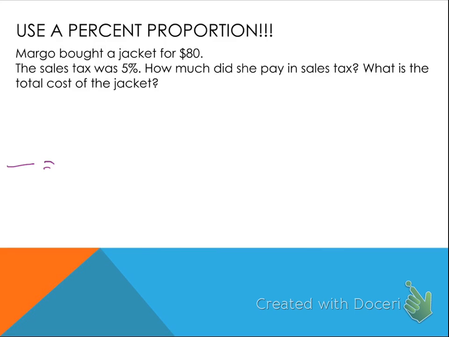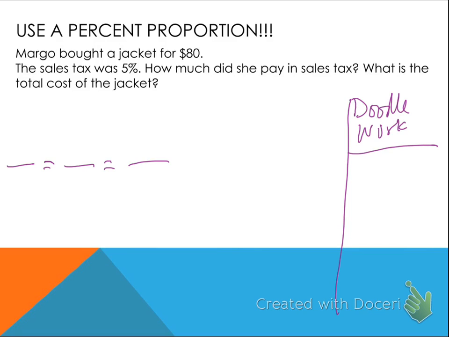Let's look at one more. This one is like some that you're going to see. It's got multi-steps. First thing that you have to do when we look at this problem is it says she's buying a jacket for $80 and the sales tax was 5%. How much did she pay in sales tax? That's the first question. And then what is the total cost of the jacket is the second question.